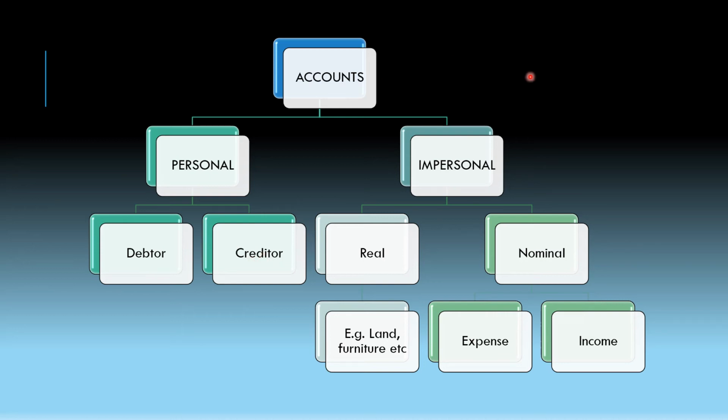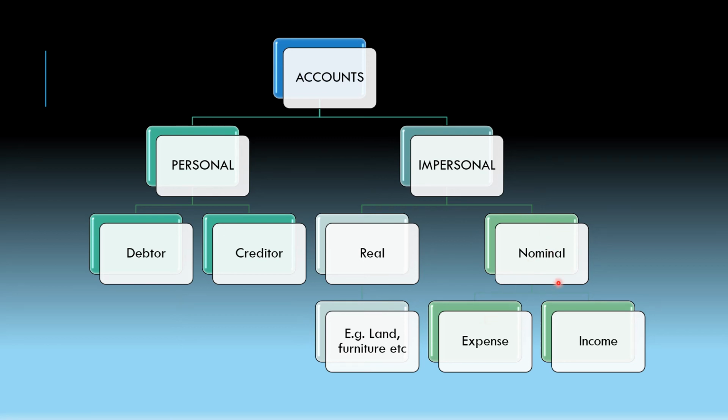Now, impersonal. Just now we talked about person, which is about people. Impersonal is non-person. So it's divided into two: the real and the nominal. The real are the assets, for example, land, furniture. What other assets have we gone through? Motor vehicle, cash at bank, and so on. So they are the assets.